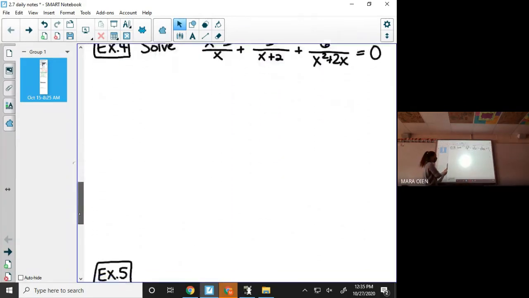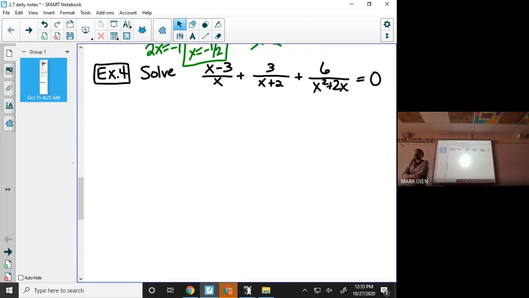Okay, let me look, example 4, 2, yeah. 2 more examples and we're done. So one more like this and then a word problem. So we have x minus 3 over x plus 3 over x plus 2 plus 6 over the quantity x squared plus 2x. So once again, I've got 3 separate fractions, 3 separate denominators. Once you have that written down, before I even start to multiply by anything, look at that quadratic denominator, the x squared plus 2x one. Factor it. Factor it by GCF. So see if you can factor that last denominator.